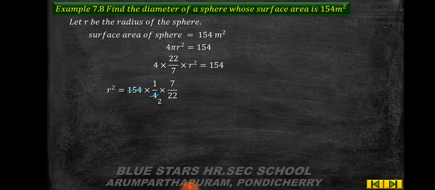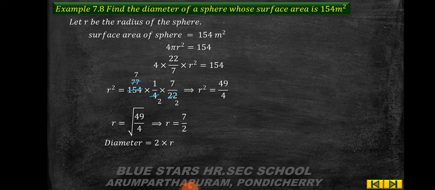So 4 and 154 get cancelled. It is 2 times and 77 times. Again 22 and 77 get cancelled, it is 2 and 7 times. So R square is equal to 7 sevens are 49 by 4. So R is equal to root of 49 by 4. The value of R is equal to 7 by 2. Therefore, diameter is equal to 2 into R. So, 2 into 7 by 2, you get the diameter is equal to 7 meter.